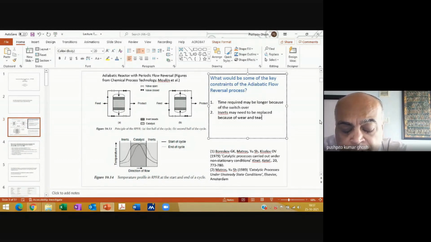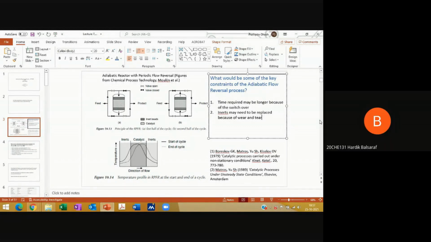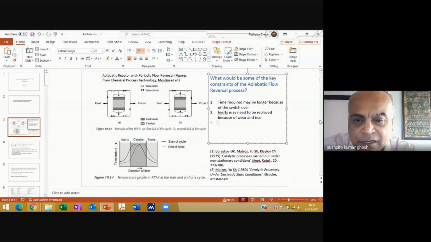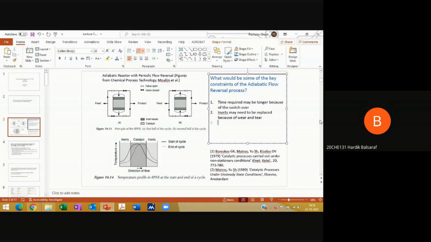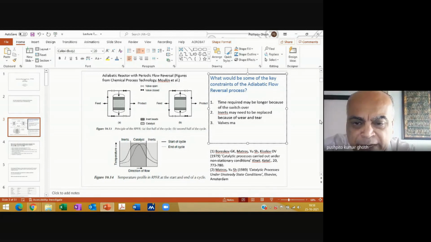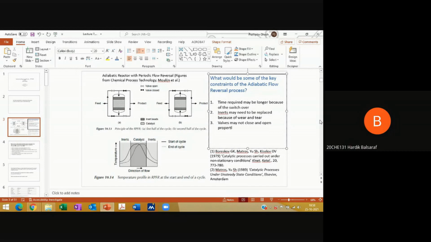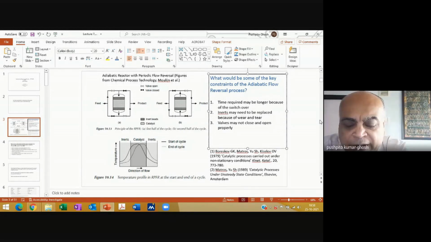Okay, so then what? Sir, I have a different point. The valves may not close properly, or there may be some problem in the valves. Okay. Mechanical wear and tear. Valves may not close and open properly. That's what you're saying, right? Yes, sir. Okay. All right. Five more seconds. Any other points?